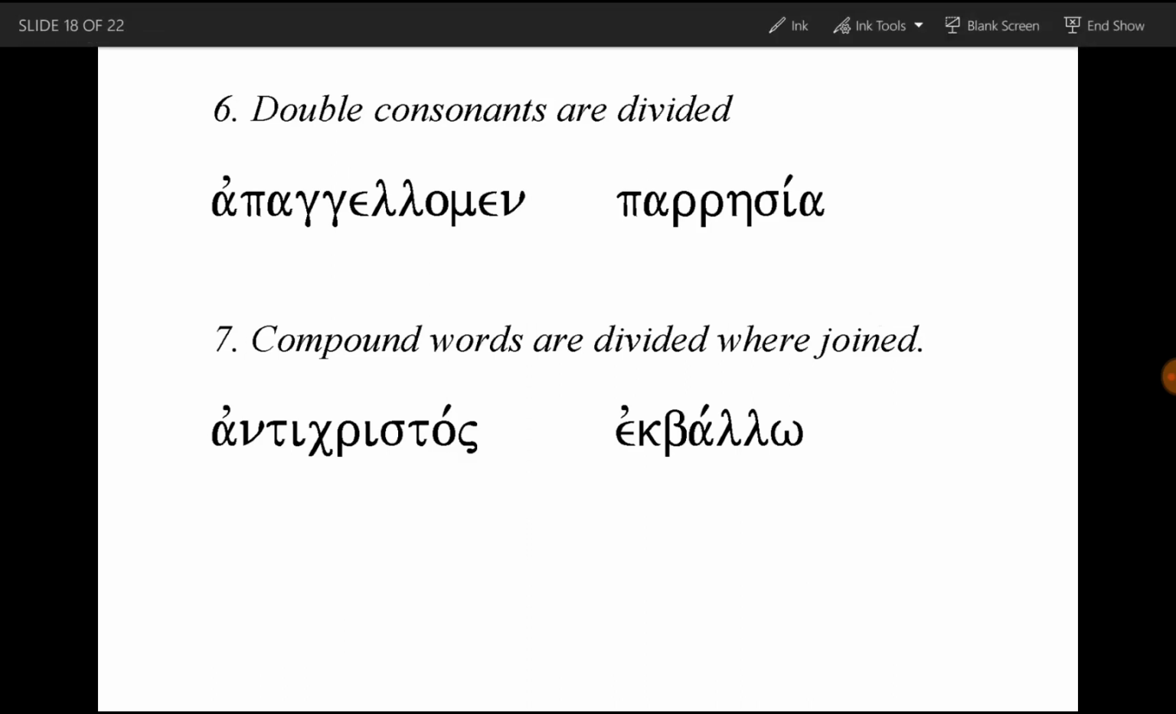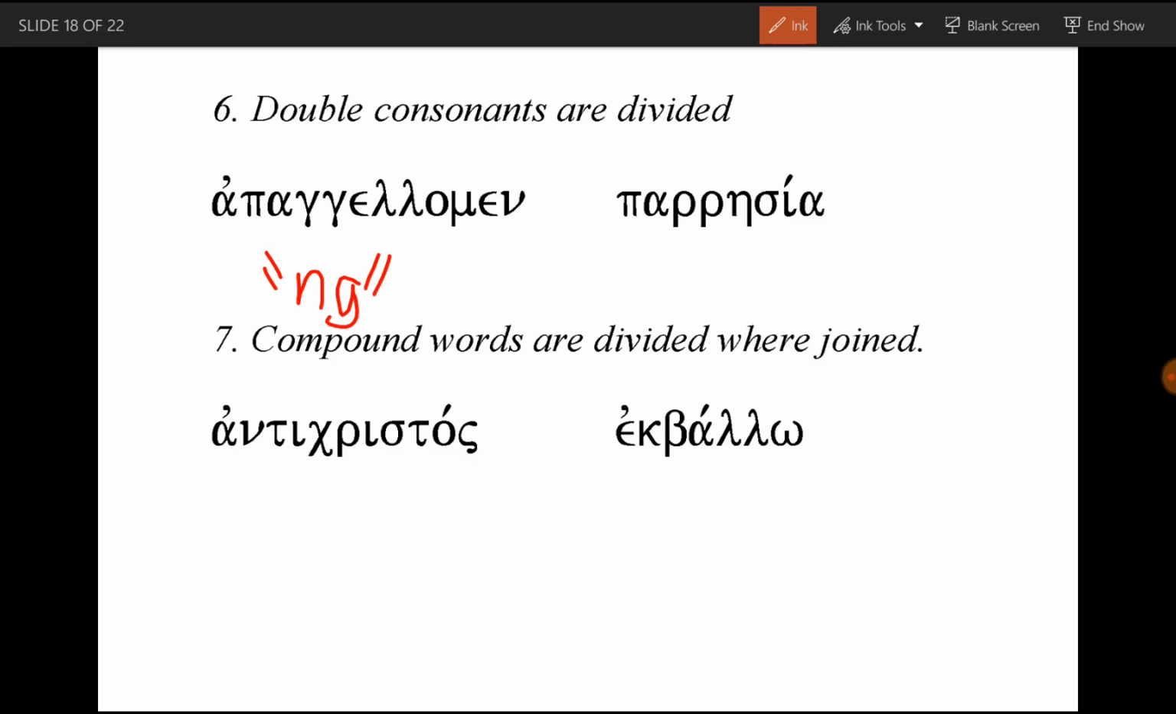A couple of last two rules. Double consonants are divided, and then compound words are divided where they're joined. I'll explain perhaps the first one, which is pretty self-explanatory. If you have two letters of the same sound, you do divide them. So, even though you have the gamma nasal, which is considered a special Greek consonant cluster, you would divide the sounds because of an N sounding letter combined with a G sounding letter. Again, ask yourself, have I ever seen an English word that begins like this?